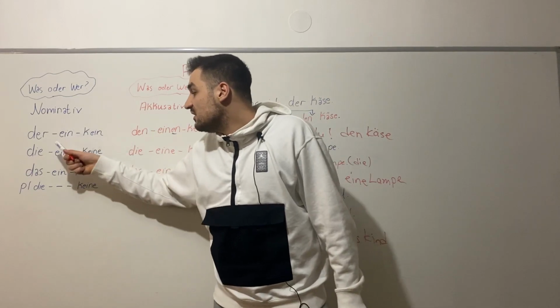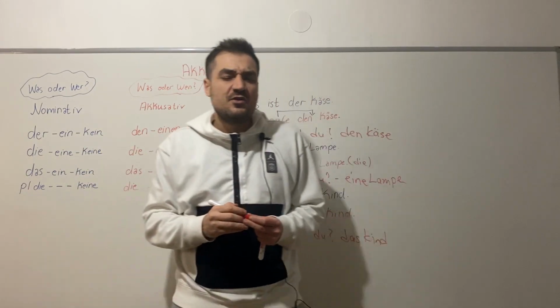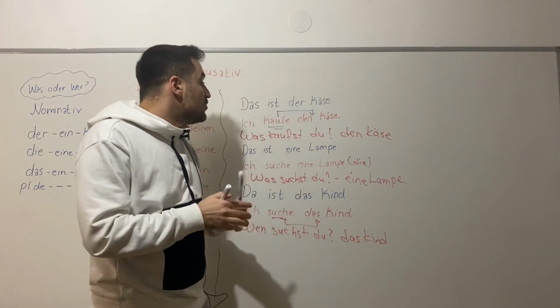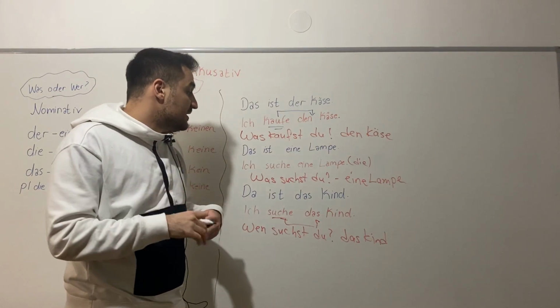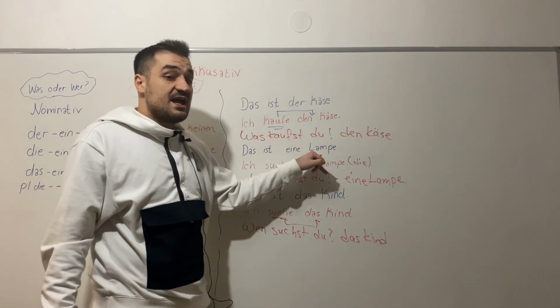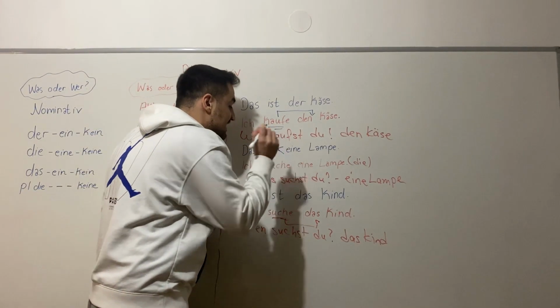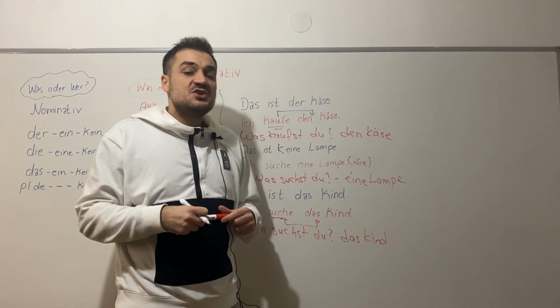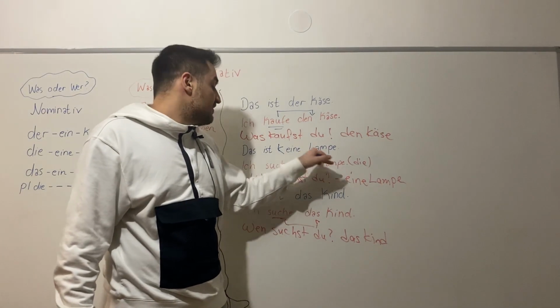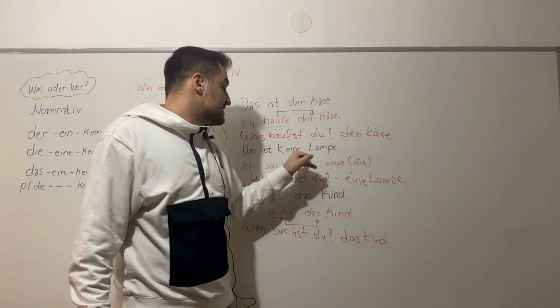We did with ein, eine. What about kein? It's very easy. You can change directly here when you want to say this is a lamp. When you are adding the letter k here, das ist keine Lampe, then you are making the noun negative. This is not a lamp.